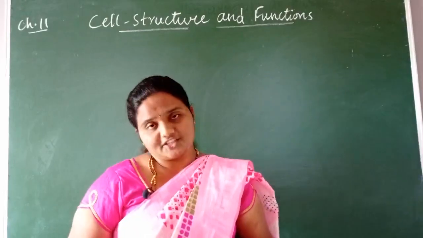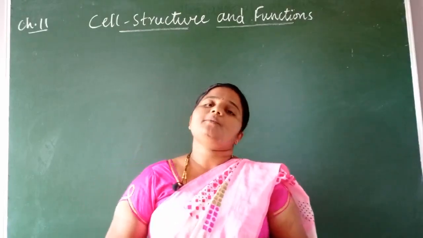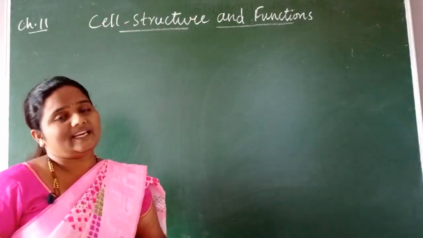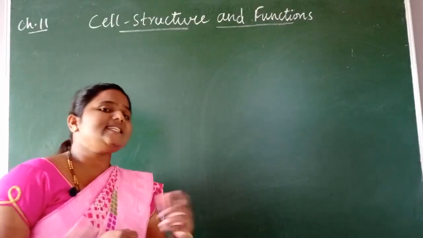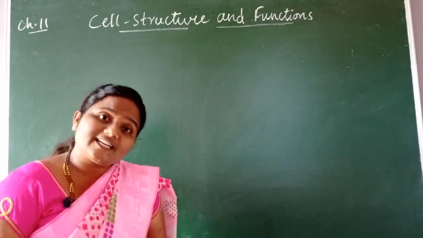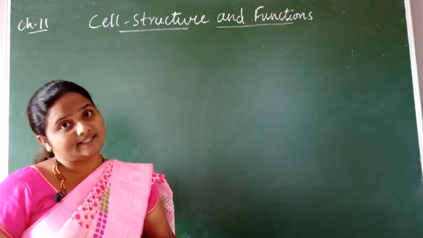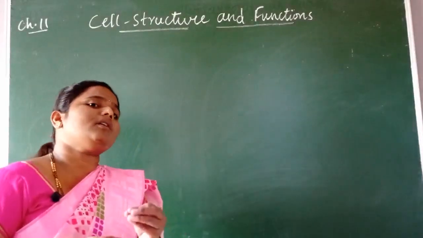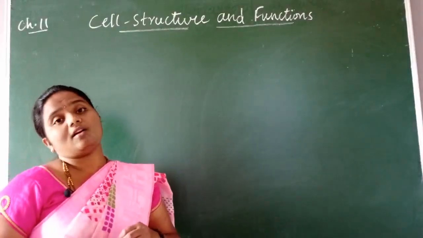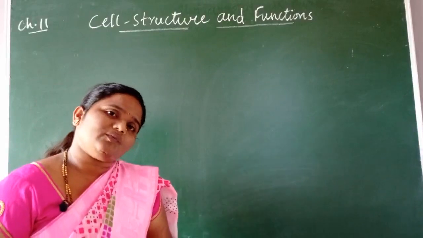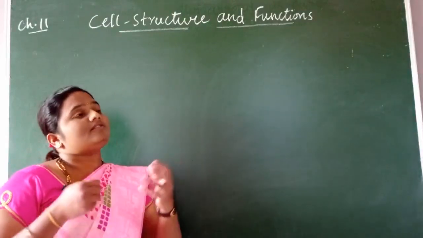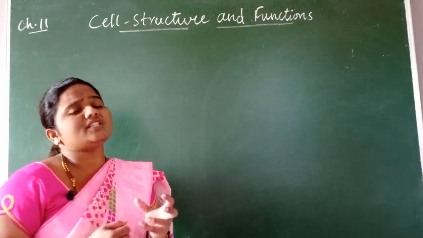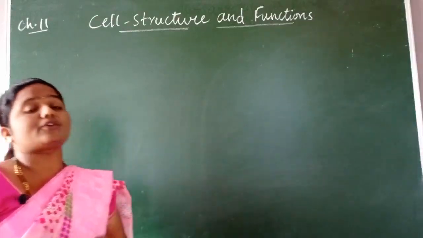In this chapter, we are going to study what a cell means and what it consists of, how the discovery of the cell took place, whether only a few cells are present or more than that, and similarly the size, shape, and the different functions and structure of the cell.